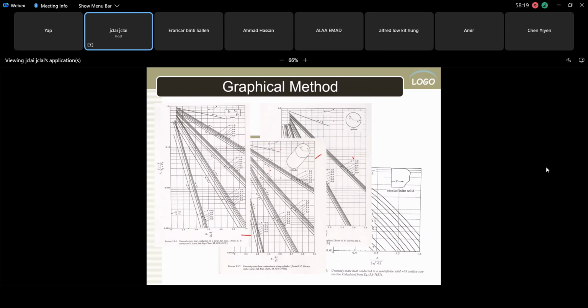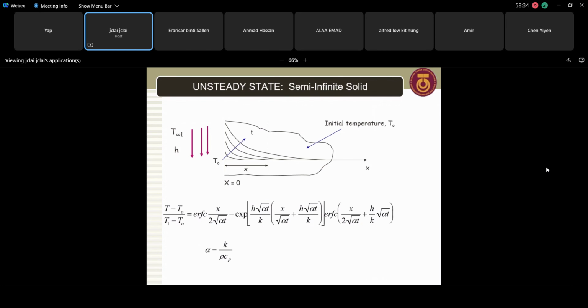And they are graphs for a semi-infinite solid, for a very big sphere, for a very long cylinder, and for a very big plate. Okay, bear with me, I will complete this within maybe another 5 minutes.